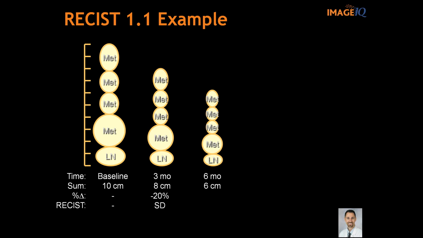Let's say this is 6 months. Now it's decreased even more, and now it's 6 centimeters in size. You actually compare to the original baseline exam here, and so we have a total decrease of 40%, and now they've met partial response.